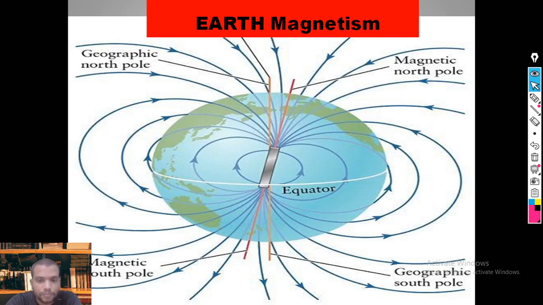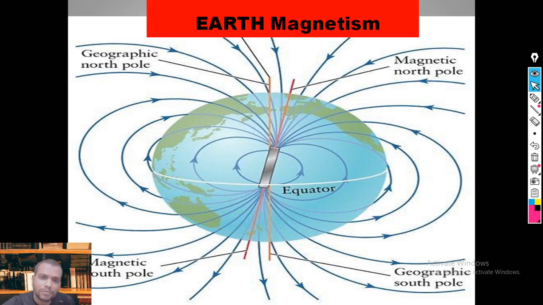Hi guys, today I would like to discuss Earth magnetism. Earth has its own natural magnetism, and if you observe the Earth's magnetic field lines, they are exactly equivalent to those of a bar magnet. So you can consider that Earth behaves like a giant bar magnet. The magnetic field is much stronger, and it is spread over a huge range in space.